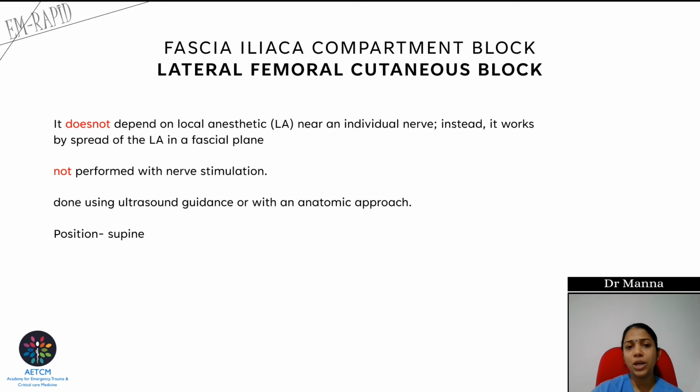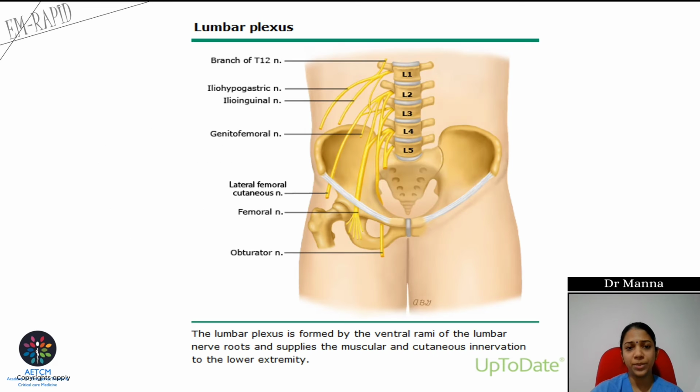Next, we will talk about the fascia iliaca compartment block or the lateral femoral cutaneous nerve block. It does not depend on the local anesthetic near an individual nerve, but instead it will act in that fascial plane. So here we don't need a nerve stimulator as such. We can just do it under ultrasound guidance or using an anatomical approach. Here also the patient is positioned in the supine position.